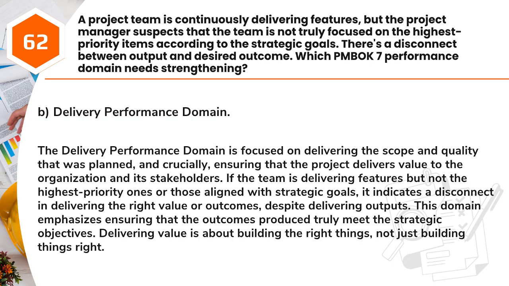The delivery performance domain is focused on delivering the scope and quality that was planned, and crucially, ensuring that the project delivers value to the organization and its stakeholders. If the team is delivering features but not the highest priority ones or those aligned with strategic goals, it indicates a disconnect in delivering the right value or outcomes, despite delivering outputs. This domain emphasizes ensuring that the outcomes produced truly meet the strategic objectives. Delivering value is about building the right things, not just building things right.